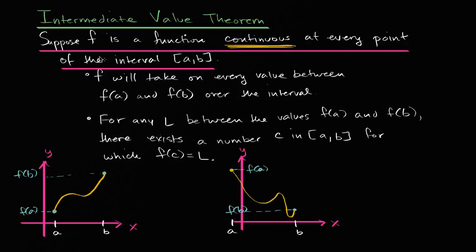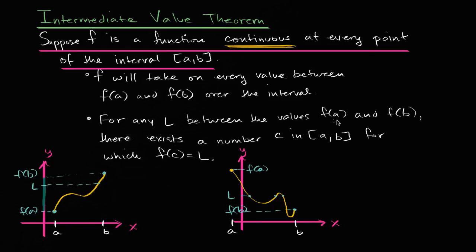So one way to say it is, if this first statement is true, then f will take on every value between f of a and f of b over the interval. And you see in both of these cases, every value between f of a and f of b is being taken on at some point. You could pick an arbitrary value, L, right over here. Well, look, L happened right over there, and actually it also happened there, and it also happened there. And this second bullet point describes the intermediate value theorem more in that way.